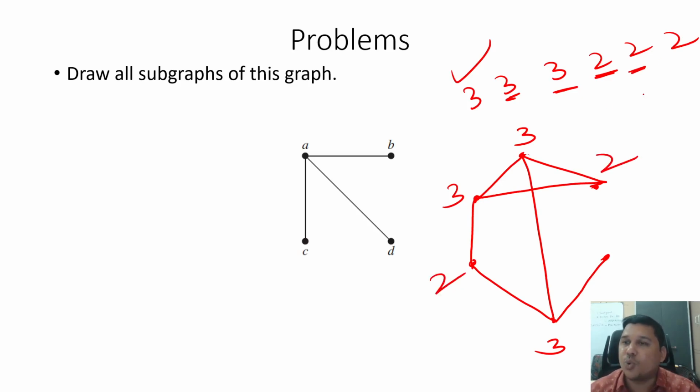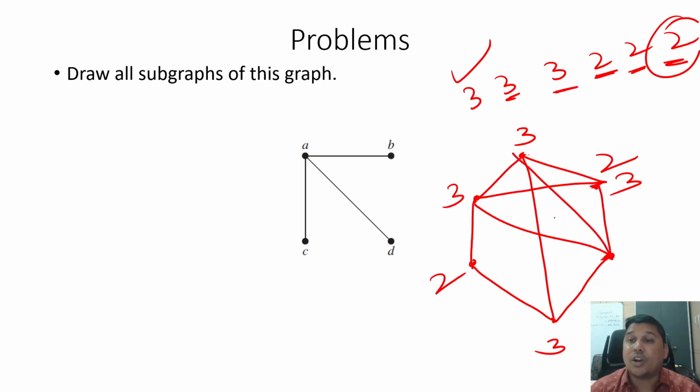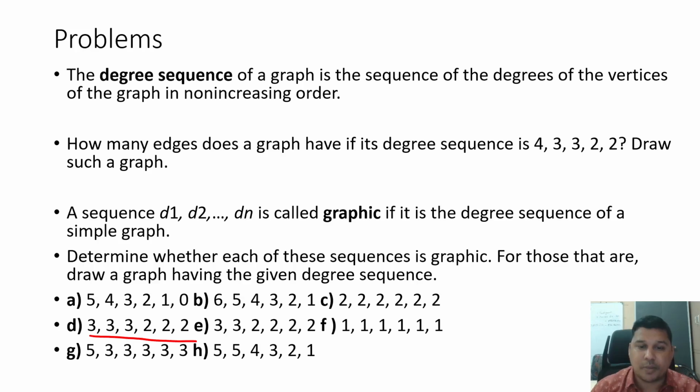Now with vertex 2, I have 2 here. From where can I connect this? Can I connect this to anything? No. I am unable to draw a graph here, right? With this 2, I am unable to draw a graph, because if I connect this to this it is becoming 3. If I connect this to this, it is becoming 4. If I connect this, it is becoming 4. It means I cannot draw a graph with this degree sequence.